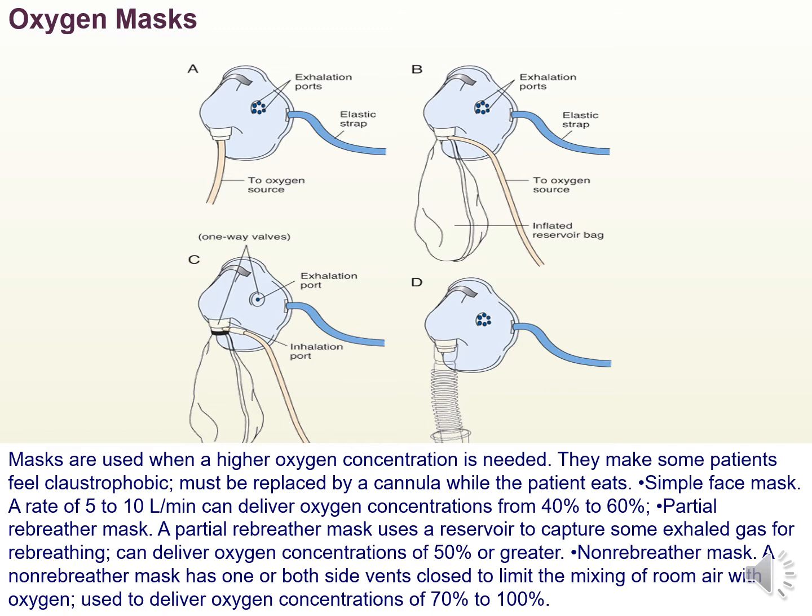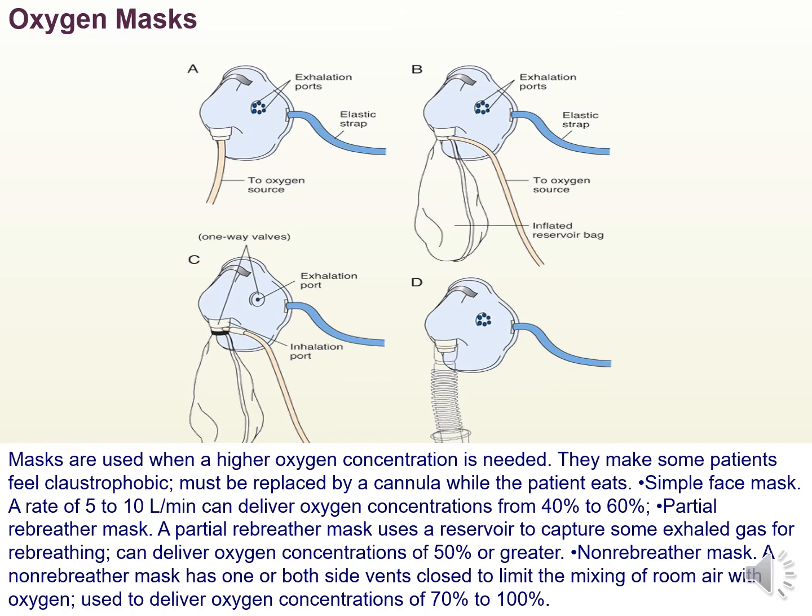Simple masks. Simple masks are used when a higher O2 concentration is needed. They make some patients feel claustrophobic and must be replaced by a cannula when the patient eats. A simple face mask administers oxygen at a rate of 5 to 10 liters per minute and can deliver oxygen concentrations from 40 to 60%.